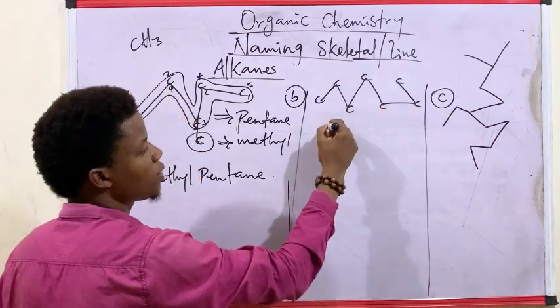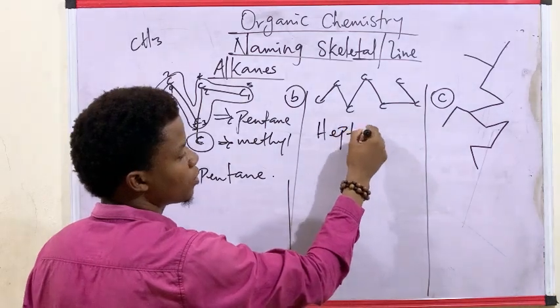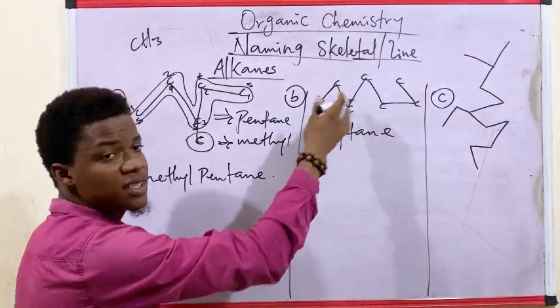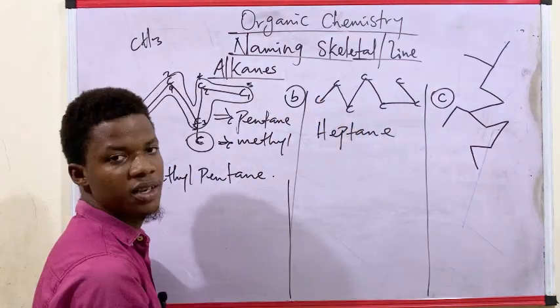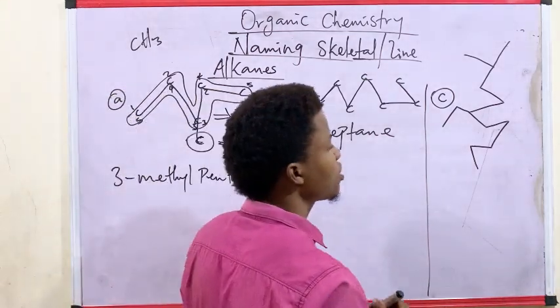So therefore, this is simply what? Heptane. Why? Because which alkane has 7 carbon atoms? It is heptane. Very easy. And now, coming to the last one.